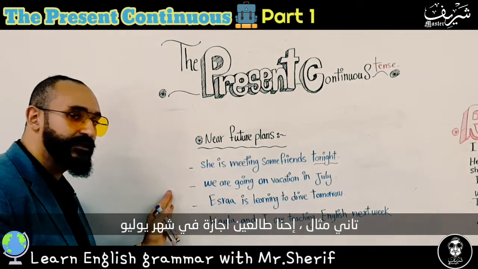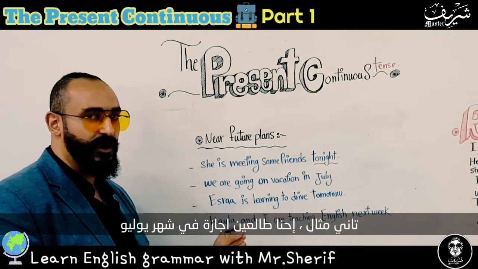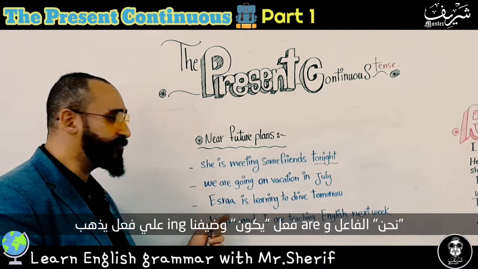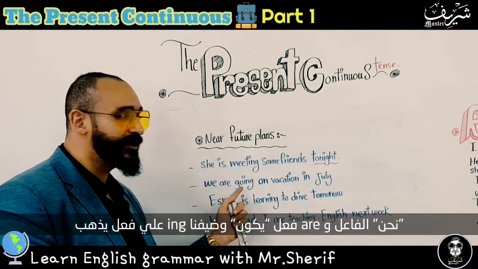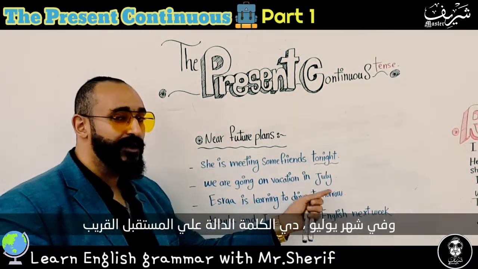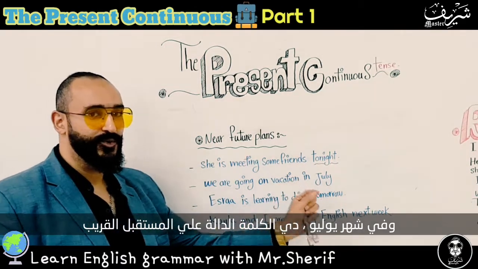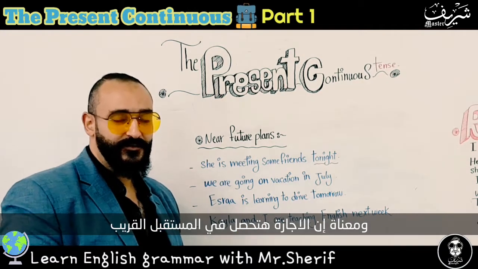For the second example that we have here, we are going on vacation in July. We is the subject, are is the proper be verb, and going, if you notice that we added ing to it as well. And in July, that is the near future word. It means that we are going on vacation in July. This is going to happen in the near future.